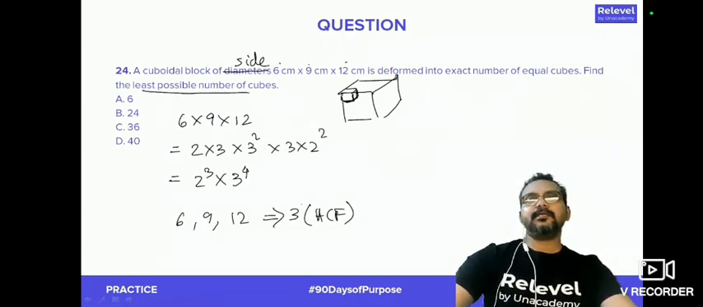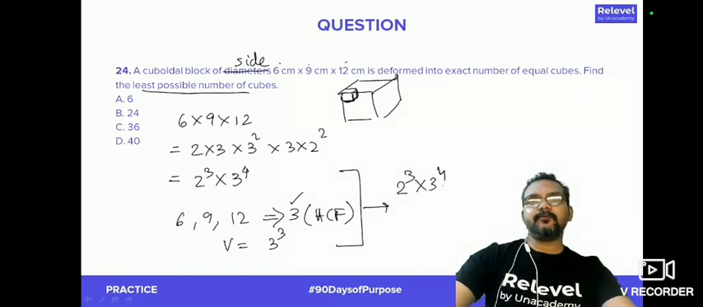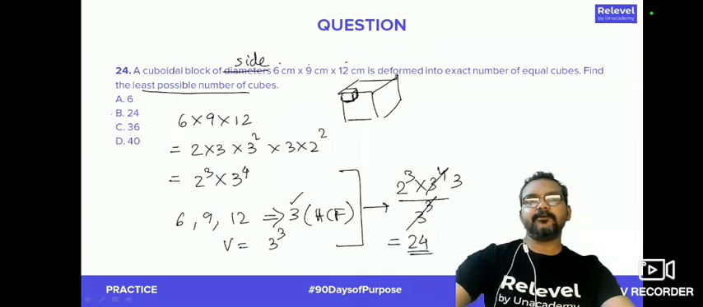So if 3 is the highest common factor, then the volume of each cube will be 3 cube. So the number of cubes will be found by dividing: 2 cube times 3 to the power 4 divided by 3 cube. So that's 24 such cubes will be found. That is option B.